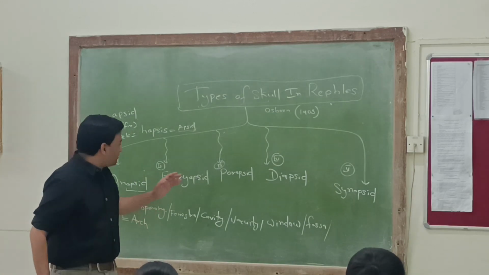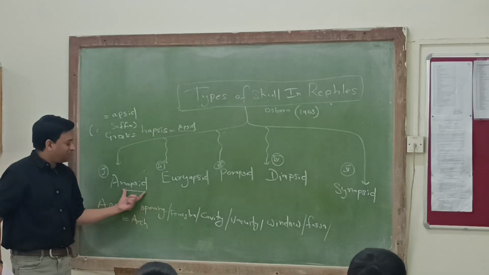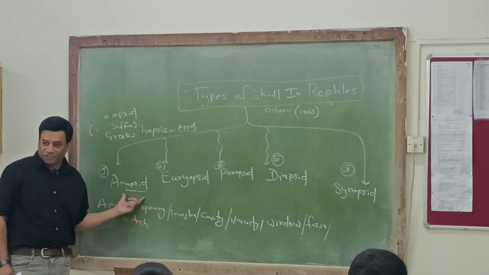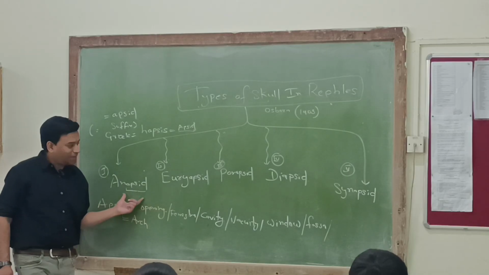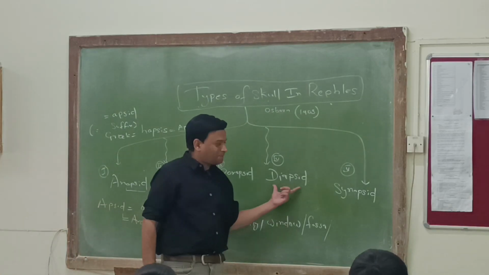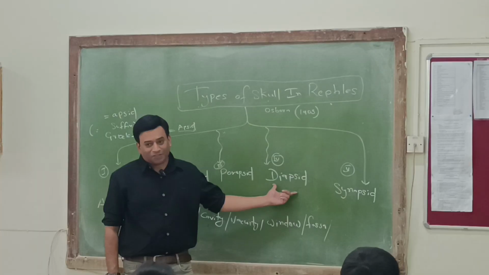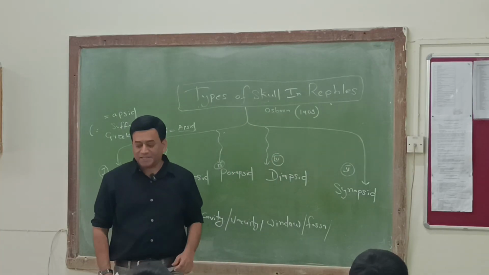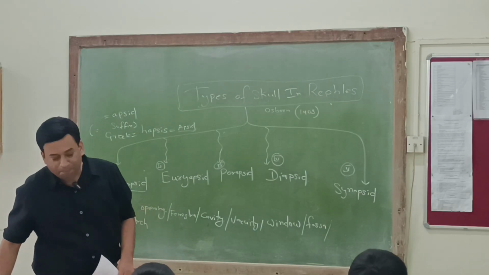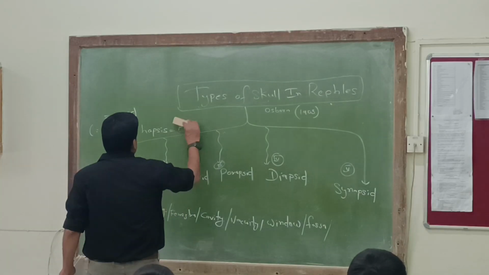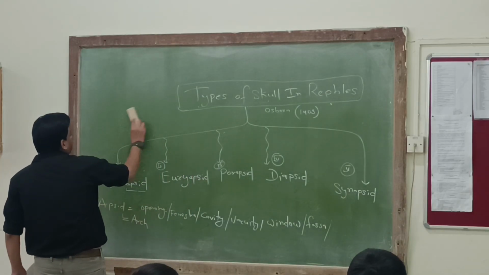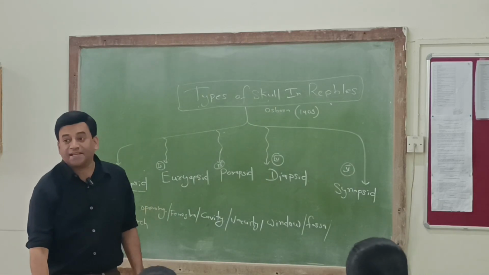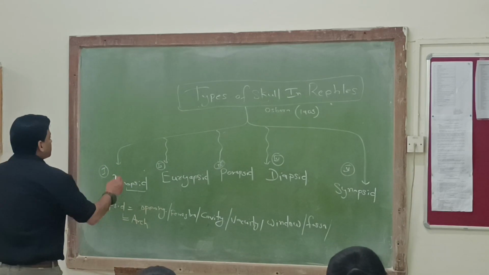So you have understood the meaning of apsid. Now it's very easy for you. Anapsid means no arch. There is no arch. And diapsid means there will be two arches, two openings. So this classification is based on what? Presence and absence of. Write down.